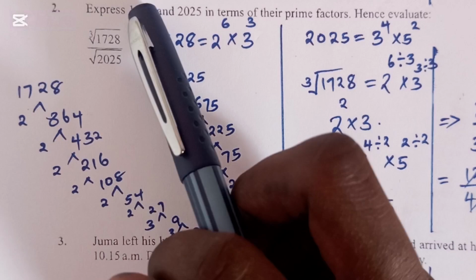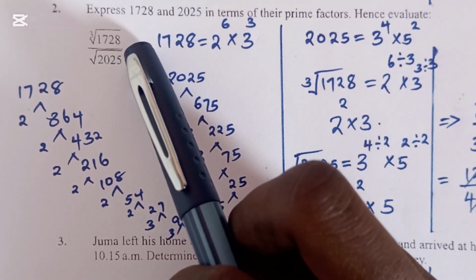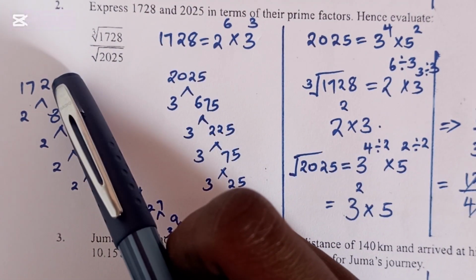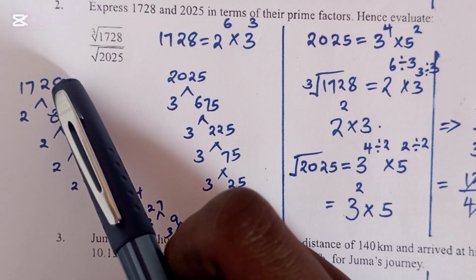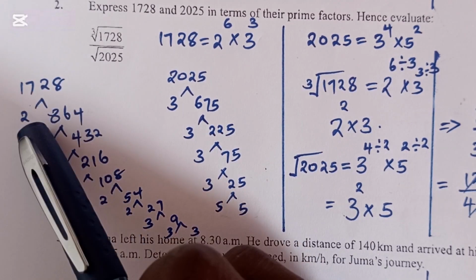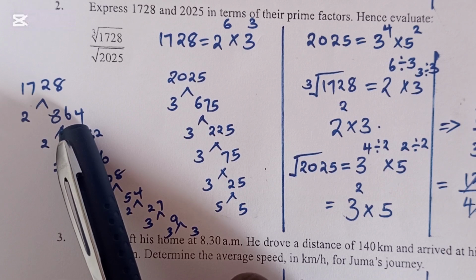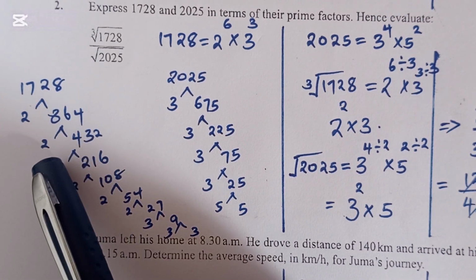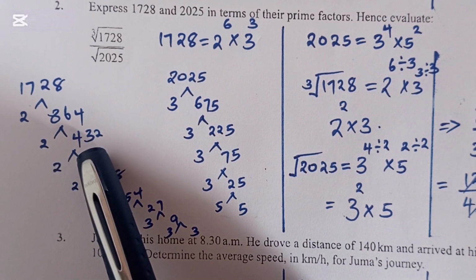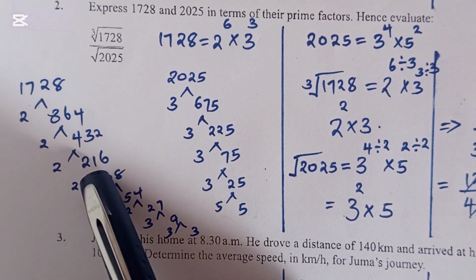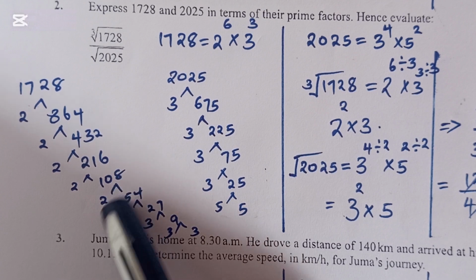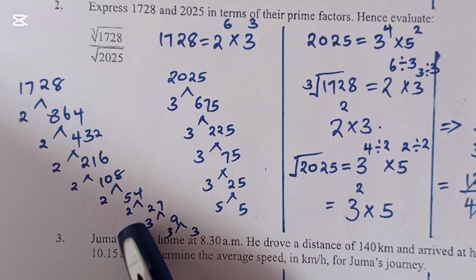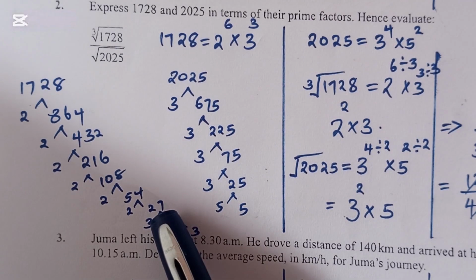Let us express these numbers in terms of their prime factors. For 1728, we look for the smallest number which can divide 1728, and we can divide it by 2 because it is an even number. So 1728 divided by 2 we end up with 864. Again, 864 is even, divide by 2 to get 432. Divide by 2 to get 216. 216 divided by 2 gives 108. 108 divided by 2 gives 54. 54 divided by 2 gives 27.